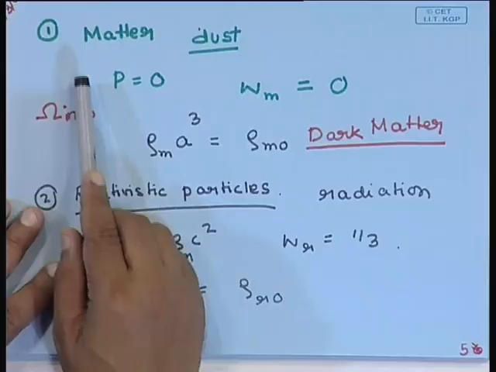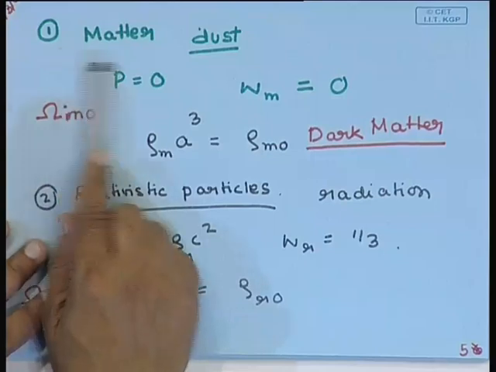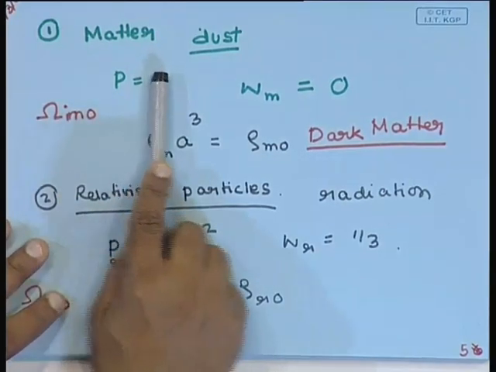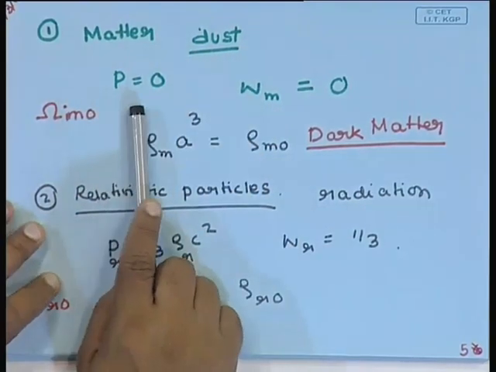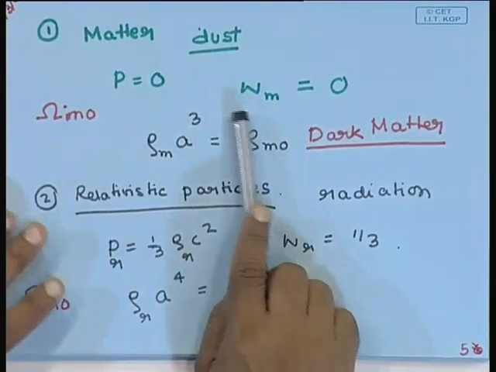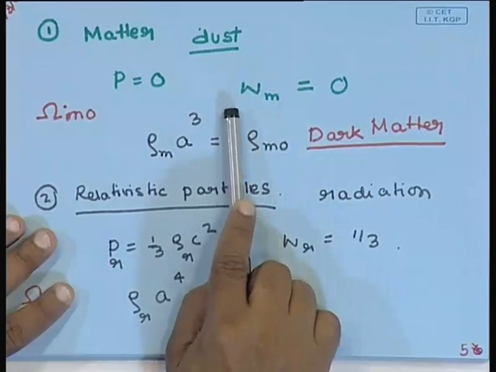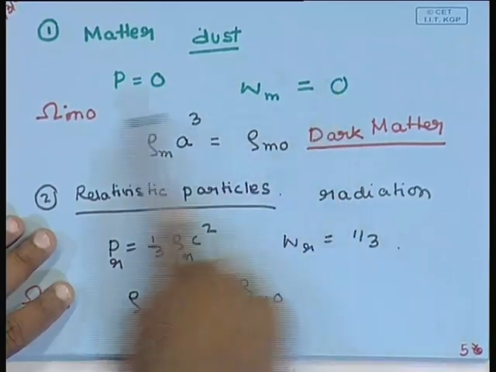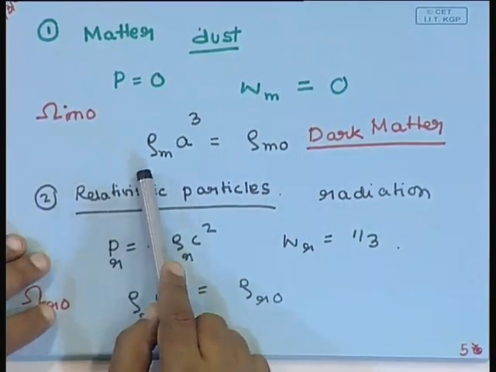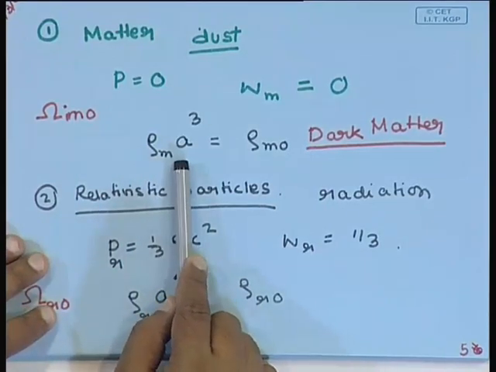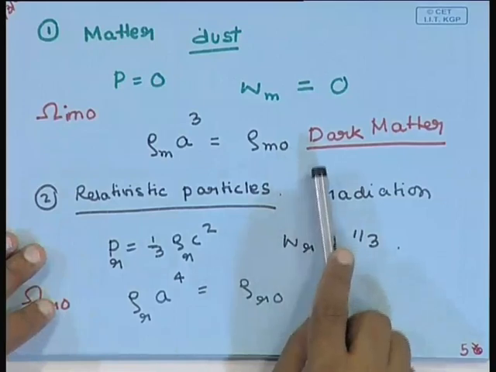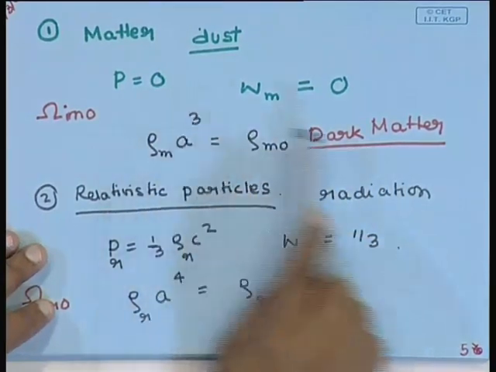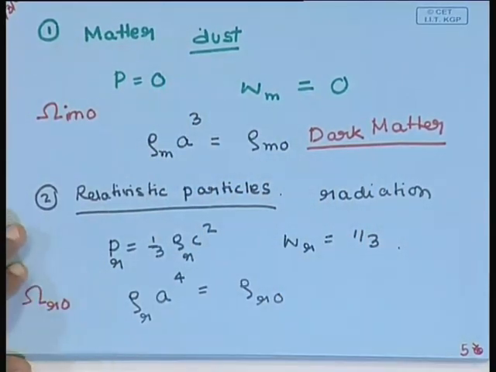So, these 4 different components that we are going to consider throughout this course are, first, the matter, the usual matter, also referred to as dust. This is a pressureless component. The parameter w in the equation of state for dust is 0, so it has no pressure. The density in this component times a cubed is a constant. And the dark matter, which I had introduced, is an example of this, it falls in this category.